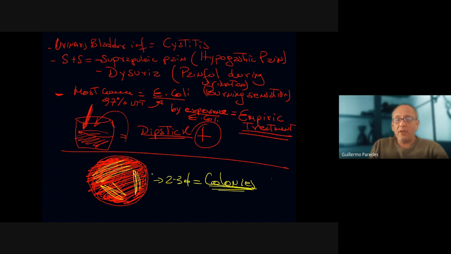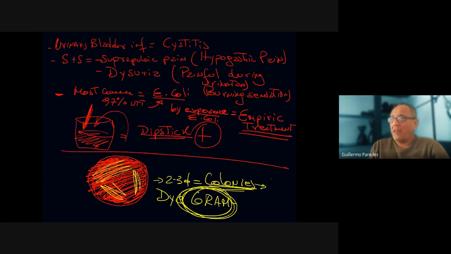When the colonies of bacteria are big enough, they are going to take them and put a dye, a coloration of the bacteria. That is called a Gram stain. Gram is a technique; Gram was a doctor who discovered this a long time ago. Why do we need to color the bacteria? Because that is going to tell you which type of bacteria we have. Once they look in the optic microscope, they identify the bacteria and they found an E. coli.